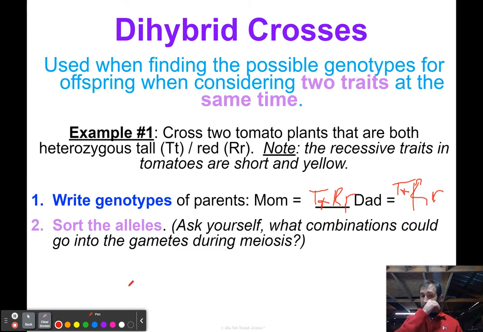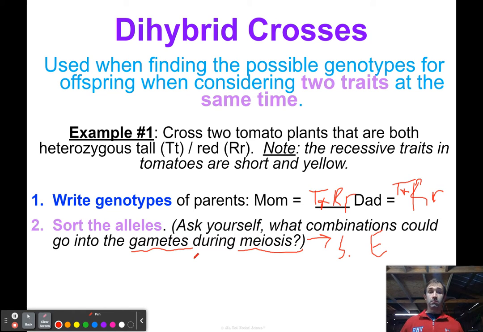It says now sort the alleles. It says ask yourself what combinations could go into the gametes during meiosis. This is where this gets kind of confusing. Two words right here: gametes during meiosis. So meiosis is the production of sex cells. Well, what are sex cells? Sperm and egg, right? So that's meiosis, the production of sperm and egg. And the gametes are our sperm and egg. So what combinations could go into the gametes?